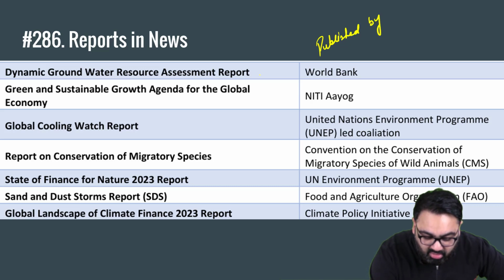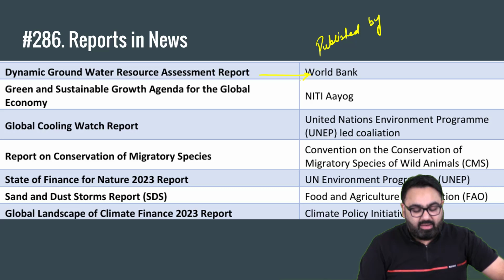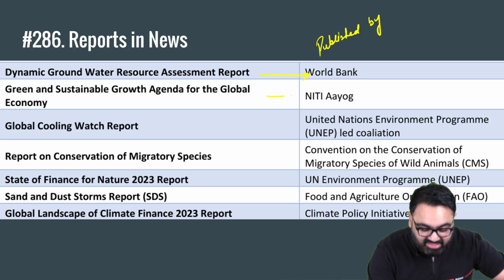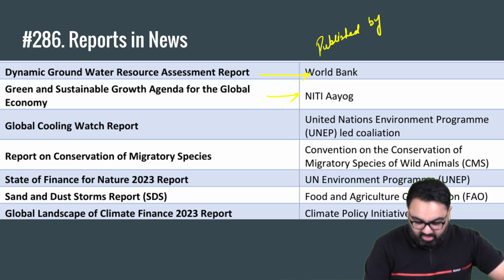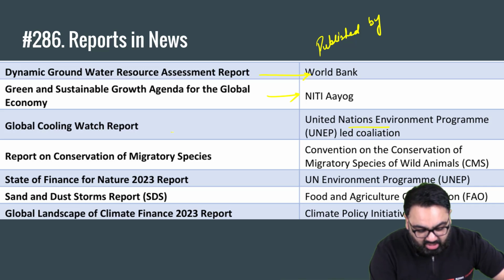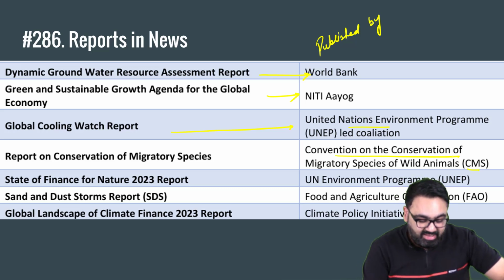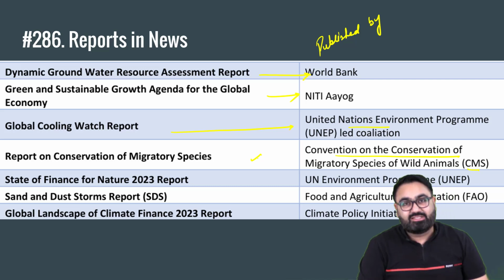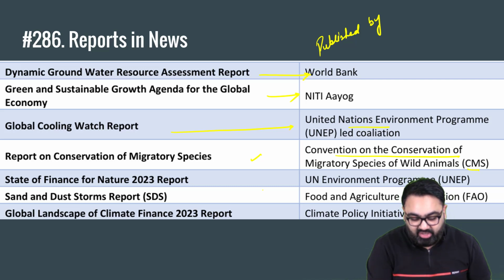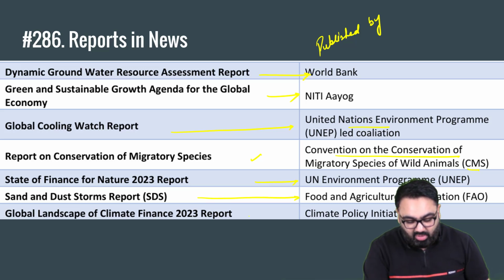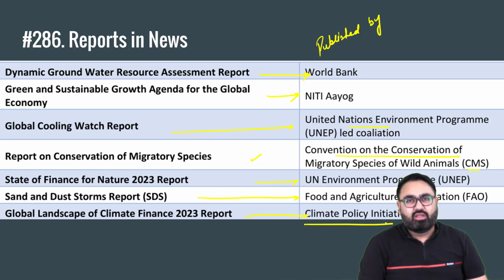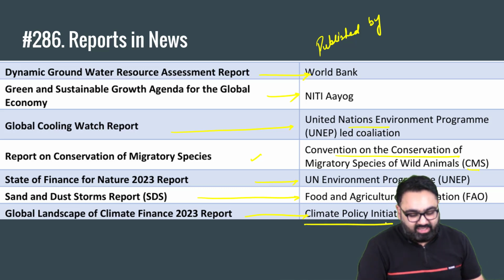So Dynamic Ground Resource Assessment Report by World Bank, Niti Aayog published a Green and Sustainable Growth Agenda, UNEP published the Global Cooling Watch Report, CMS, that is Convention on Conservation of Migratory Species, they published the report on conservation of migratory species. State of Finance for Nature report by UNEP, Sand and Dust Storm report by FAO, Global Landscape Climate Finance report by Climate Policy Initiative. So these are some of the important reports that came out.